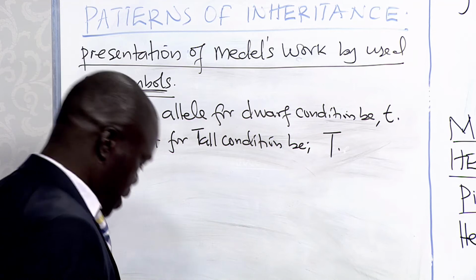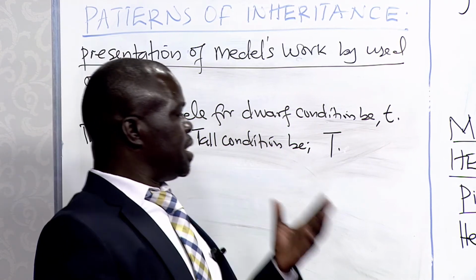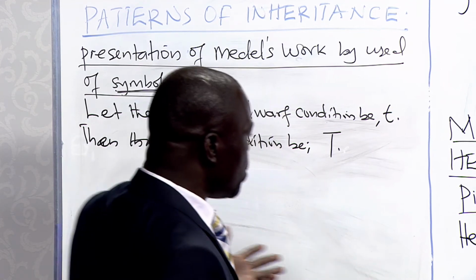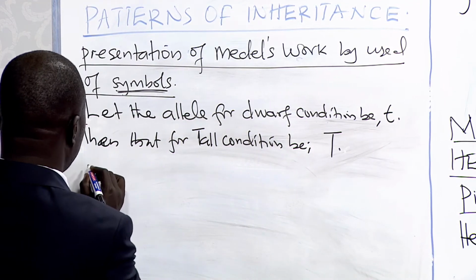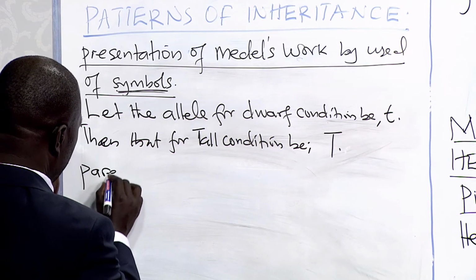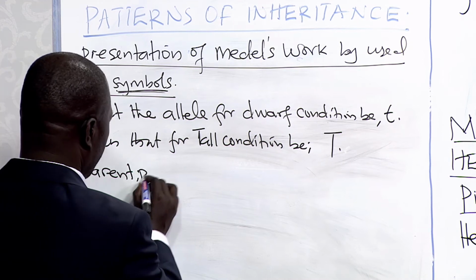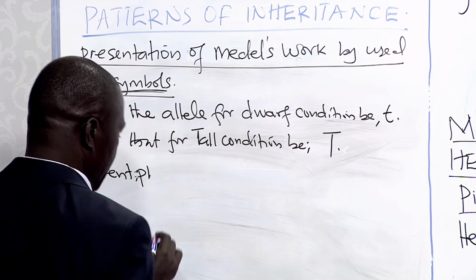Now, if we have gotten that, let us look at how we represent these things. We said at the beginning, the first thing we are going to look at is the parent, the parental phenotype.